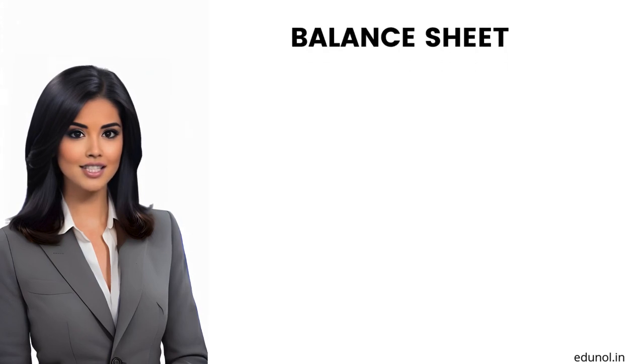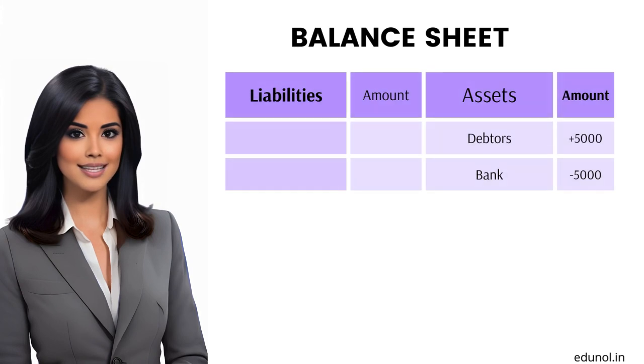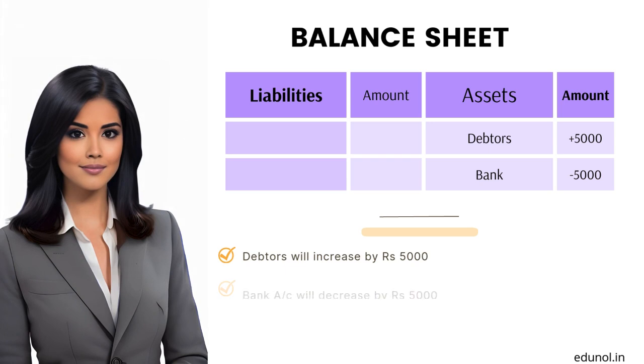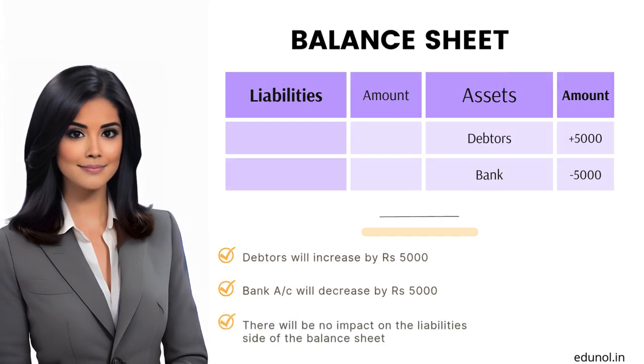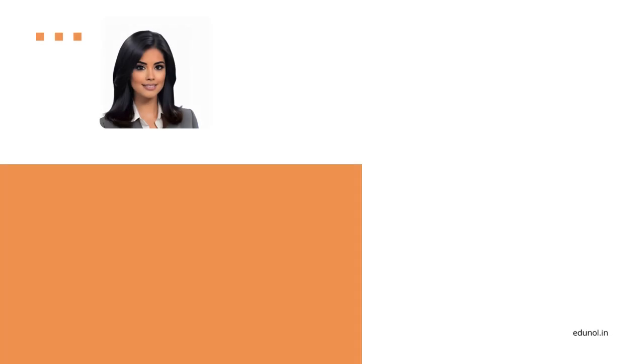Next, we will discuss how this adjustment will be shown in the new balance sheet. In the new balance sheet after reconstitution, the value of the debtors will be increased by 5,000 rupees. The value of bank will decrease by 5,000 rupees. There will be no entry on the liabilities side of balance sheet. That's all for this adjustment.